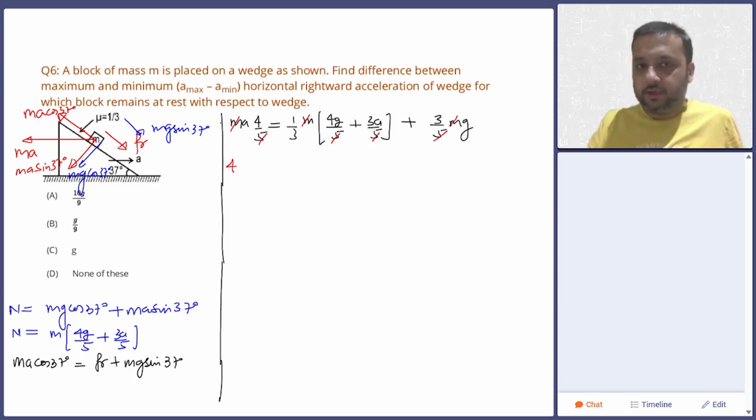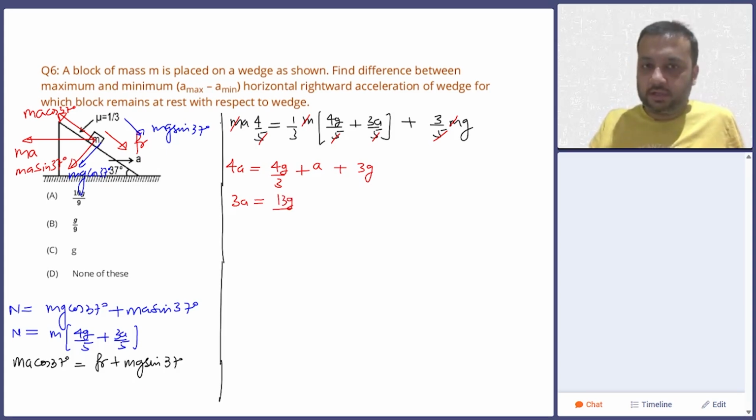So this becomes 4a = 4g/3 + a + 3g, which means 4a minus a is 3a, and this will become (9 + 4)g/3 = 13g/3. So a becomes 13g/9. So this is the maximum value of acceleration that we can have.